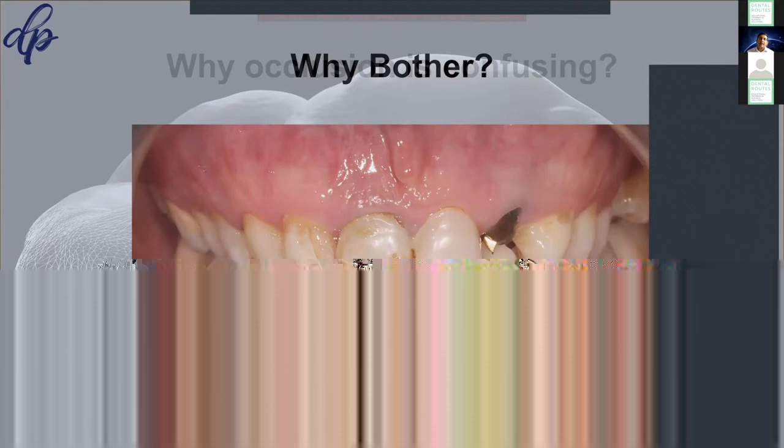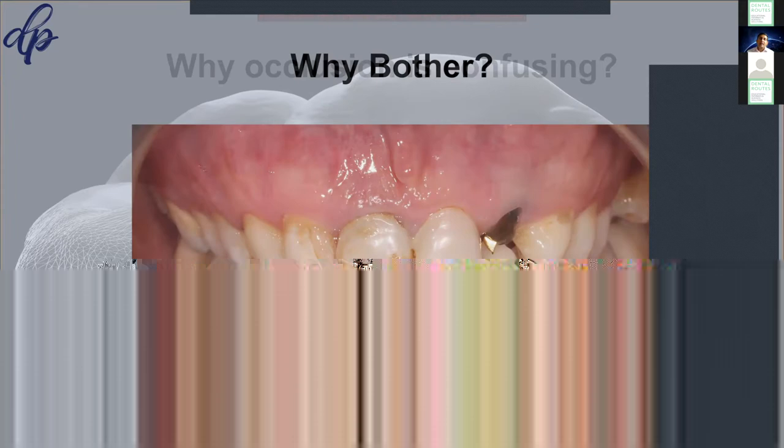We will see in a later webinar that there are only 5 to 10% of patients who don't have any slide between their first point of contact and their maximum intercuspation. So when the patient closes their teeth, they contact one tooth first, and then their muscles help the jaw slide into the maximum intercuspation position, where all the teeth are contacting better. But the first point of contact is called centric occlusion.